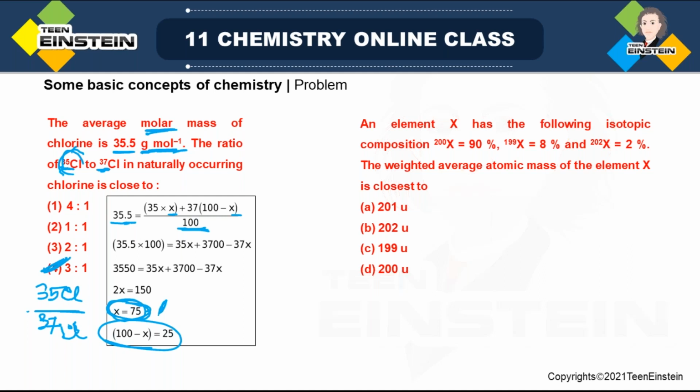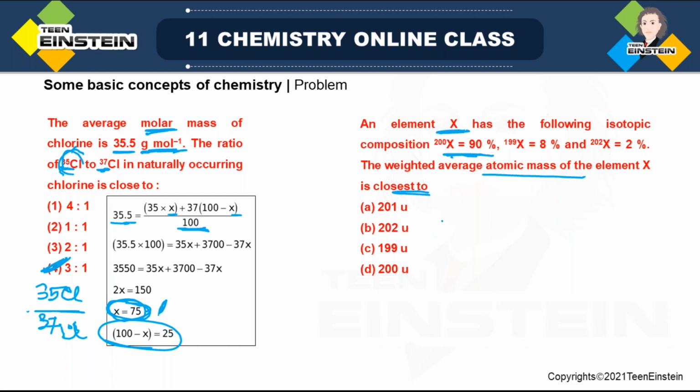Next one is also an average atomic mass related problem. Here the masses of all three isotopes are given along with their abundance. See, 200X. Which element, we do not know, that is not required also, but their masses are given: 200X 90%, 199X 8%, 202X 2%. The weighted average atomic mass of the element is closest to what? Now see, the average atomic mass is mentioned, and look at the unit U. It is not gram per mole.